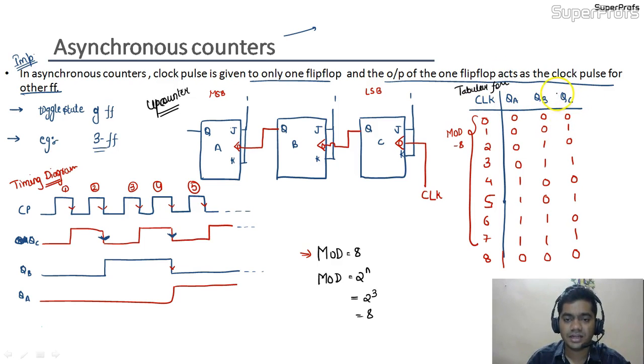So we have understood in the tabular form also that on the falling edge, that is when the transition is from 1 to 0, only then the next flip-flop is triggered, because we can see that when the transition is from 1 to 0, the output of the next flip-flop changes from 0 to 1. But 0 to 1 is the rising edge, so the output of the next flip-flop is not changed. So this is the whole concept related to up counters, and this is the way we can count the clock pulses using asynchronous counters.